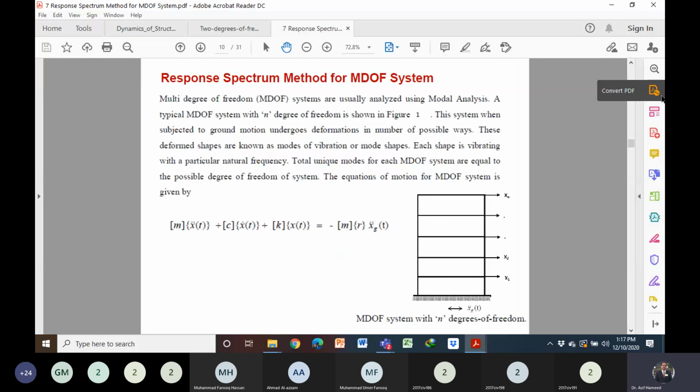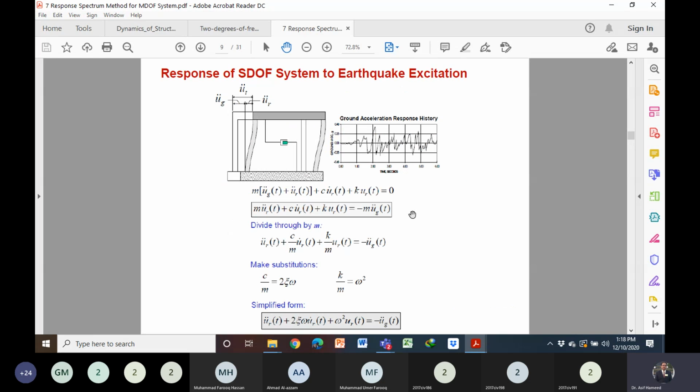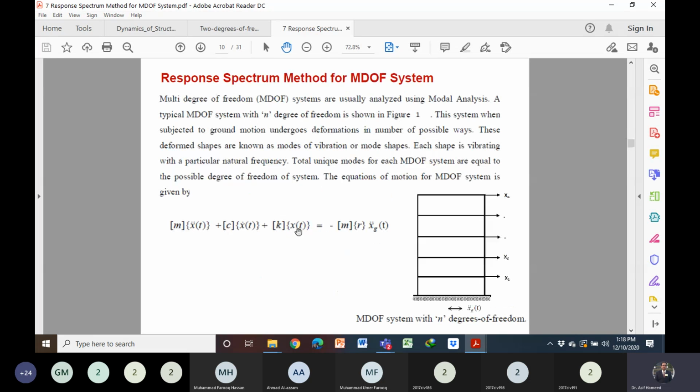Then you can find out the response of the multi-degree freedom system because of the earthquake excitation, and then we can use the response spectrum method to find out the response of the multi-degree freedom system. First, write the equation of motion for the multi-degree freedom system. This is the equation of motion for the single degree freedom system. This is the equation of motion for the multi-degree freedom system.